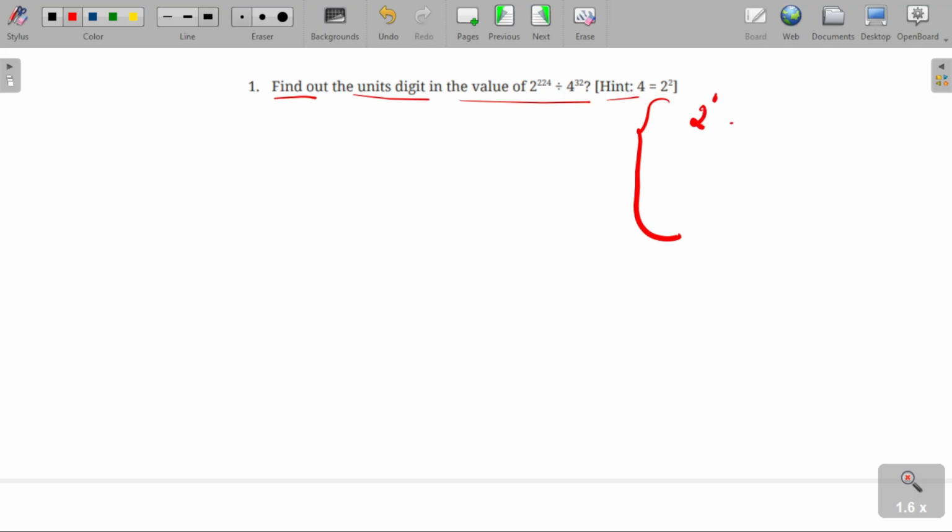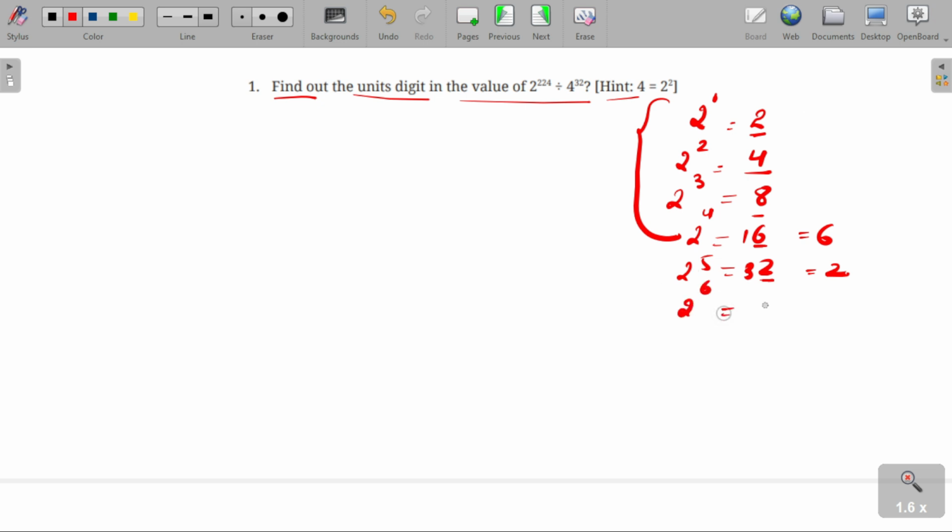2 raised to 1 is 2, that means the unit digit is 2. 2 raised to 2 is 4, again single digit 4. 2 cube is 8, single digit 8. 2 raised to 4 is 16, and the last digit, the unit digit, is 6. 2 raised to 5 is 32, unit digit is 2. See, it is now repeating.